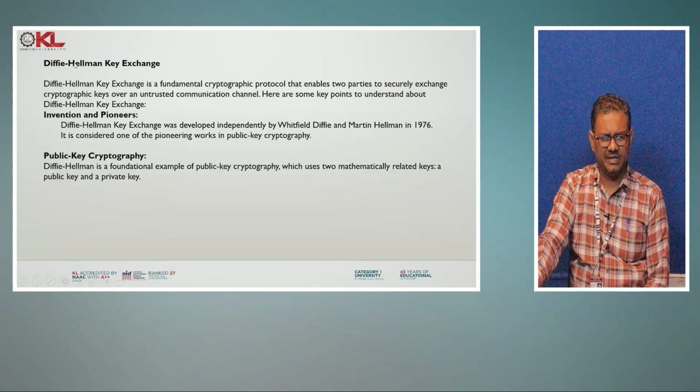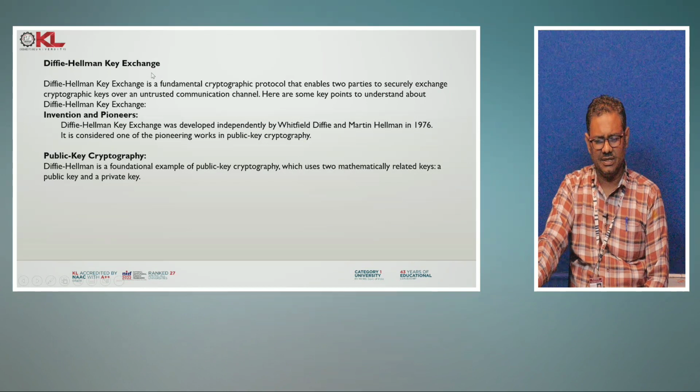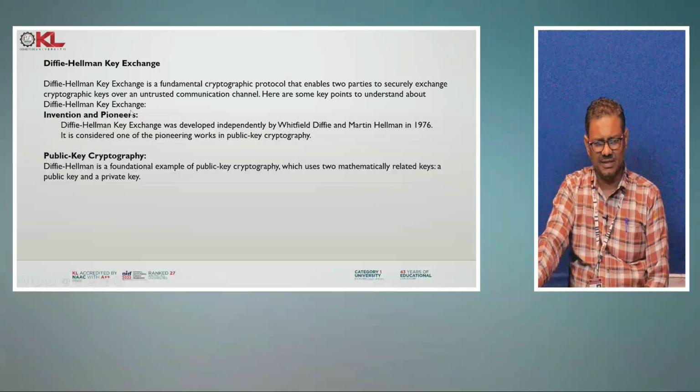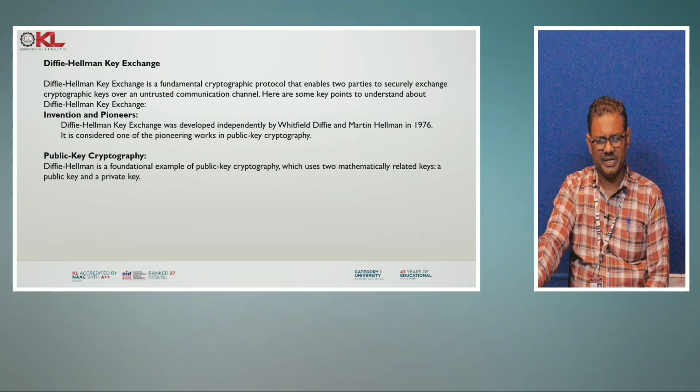Next, the third one, Diffie-Hellman key exchange. Up to now we have been discussing encryption and decryption, but here we are exchanging the key only. We are not doing any encryption or decryption. We are just exchanging the key between two parties. That is Diffie-Hellman key exchange. Here two parties securely exchange cryptographic keys over an untrusted communication channel. That is the main importance of this one.